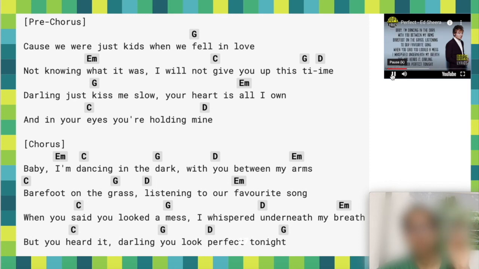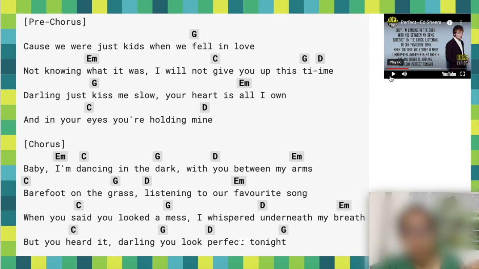1, 2, 3, 4. 1, 2, 1, 2. Okay, so you can see here in the pre-chorus, Ed Sheeran changes chords every 4 counts, except for this time. And then when the chorus part came, Ed Sheeran now changes chords every 2 counts.